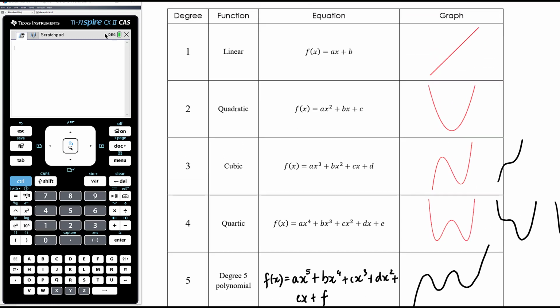So degree 1 polynomial, no turning points. Degree 2 polynomial, 1 turning point. Degree 3 polynomial, up to 2 turning points. Degree 4 polynomial, up to 3 turning points. Degree 5 polynomial, up to 4 turning points. Okay.